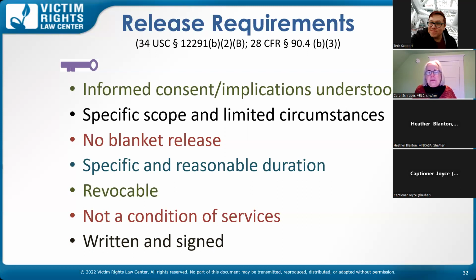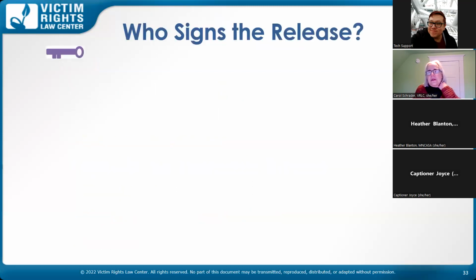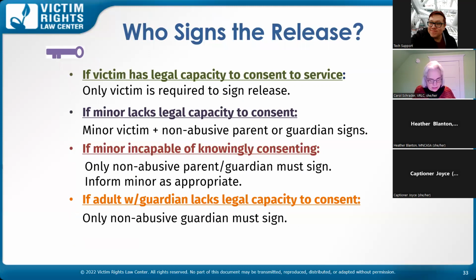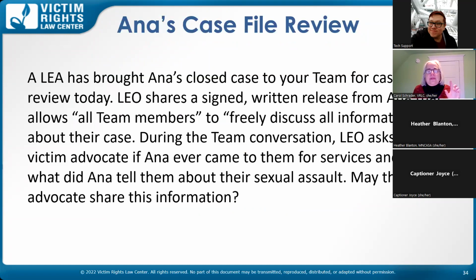On this next slide, please, I just want to highlight that there are different signature requirements for these releases. And if you could just reveal all the lines on this slide, please, that would be great. There are four of them. So just so you know that there are requirements for who signs a release, I think for today, we won't go into those. Next slide, please.